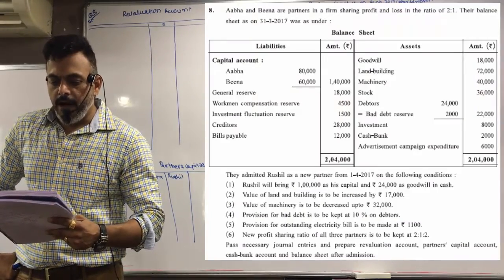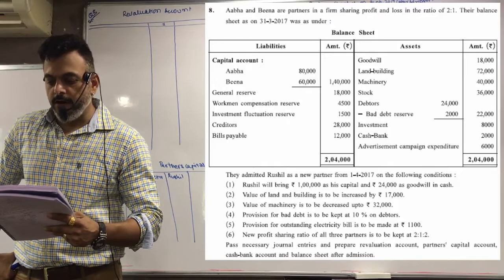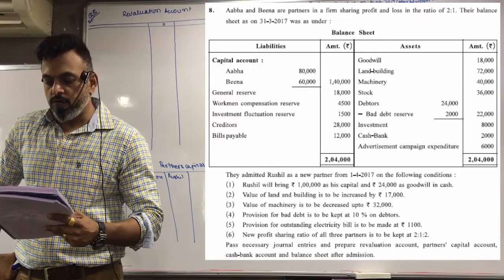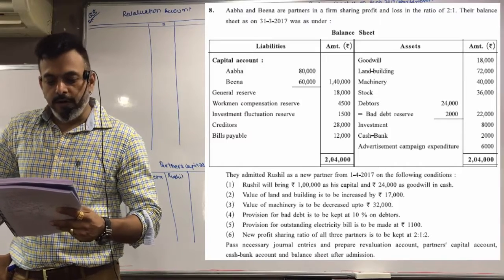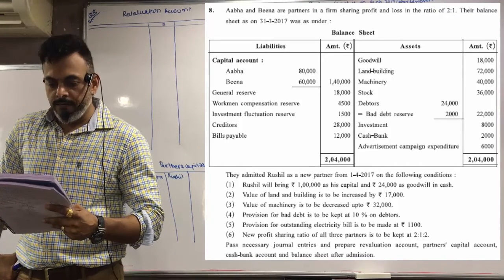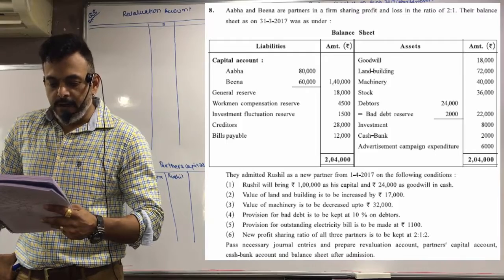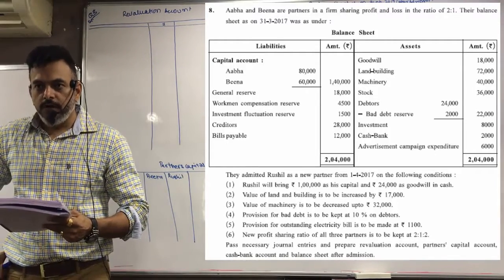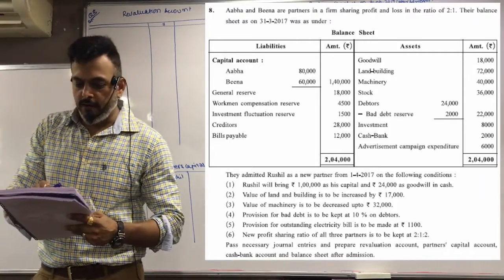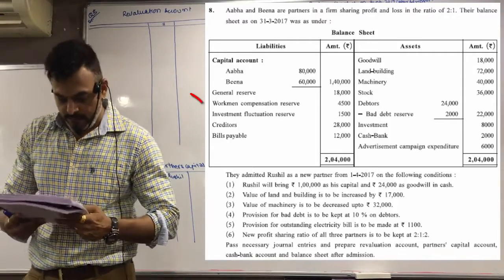Abha and Beena are partners in a firm sharing profit and loss in a ratio of 2:1. The balance sheet as on 31/3/2017 was as under. Balance sheet: capital, Abha, Beena, general reserve. What will we do for general reserve? Distribute between partners. Write the ratio 2:1 in brackets.